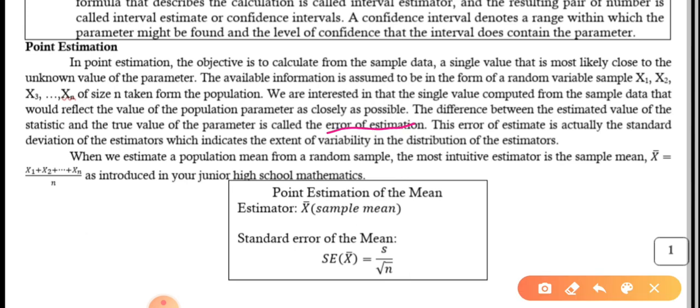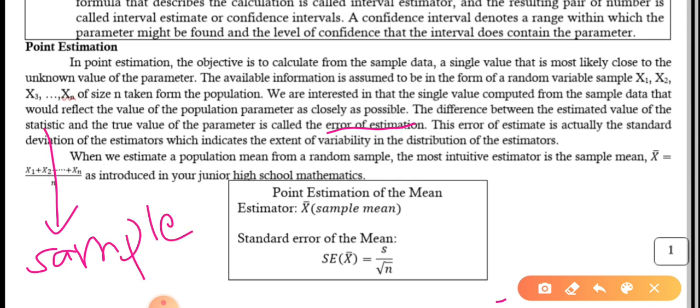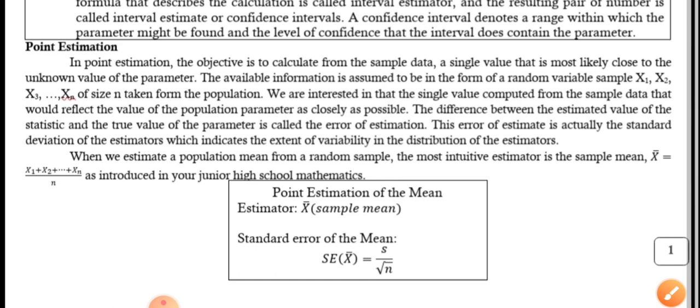Okay, kapag nakuha natin yung value ng statistic, again, statistic is from the sample. We're pertaining to the sample, and then the population or the parameter, we're pertaining to the population. So their difference will be called the error of estimation. This error of estimate is actually the standard deviation. Note that the error of estimate is also the standard deviation of the estimators, which indicates the extent of variability in the distribution of the estimators.